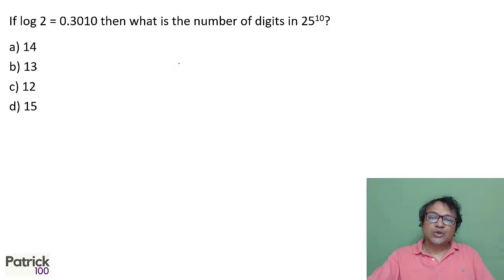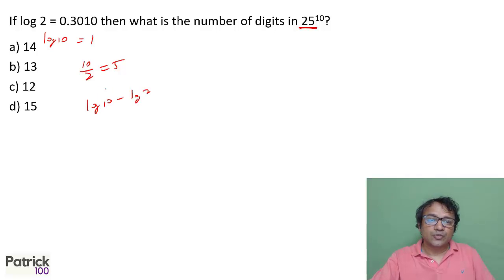Log 2 is 0.301. So I need to convert this into log 2. I know log 10 is 1. So automatically, 10 upon 2 is 5. And log of 10 upon 2 is nothing but log 10 minus log 2. I can use this. So start with this, 5 to the power 20.